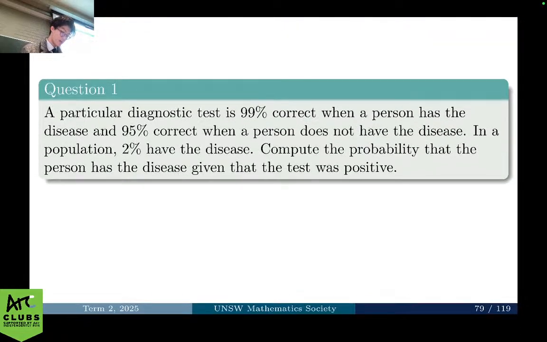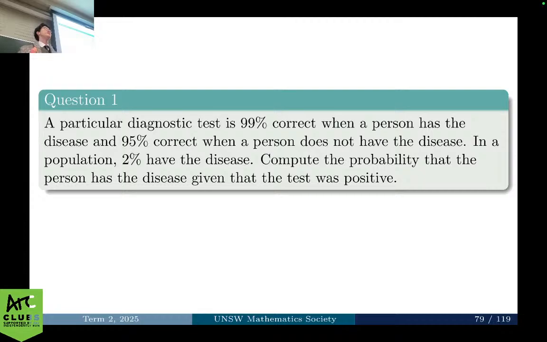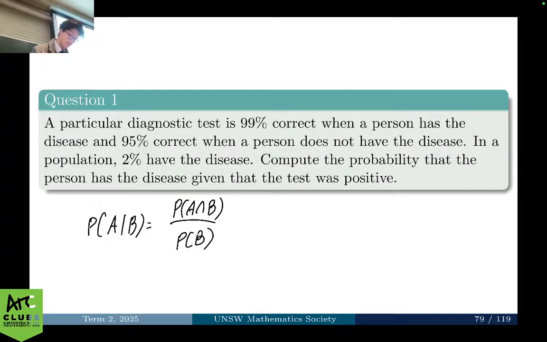Now, for this one, it's a conditional probability because we are given that some event has already happened. The test is positive. We are given that. And so we have to use our conditional probability formula. That's going to be our method here. So now the only problem is, what are these probabilities in reality? So P of A and B is quite simple to compute.